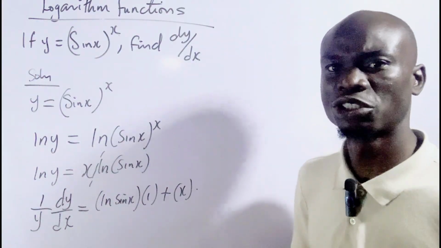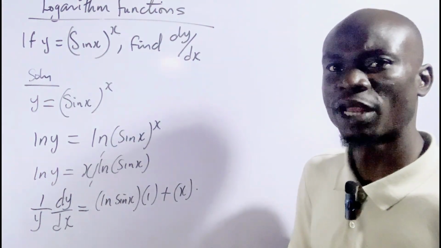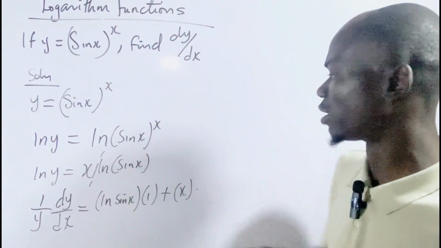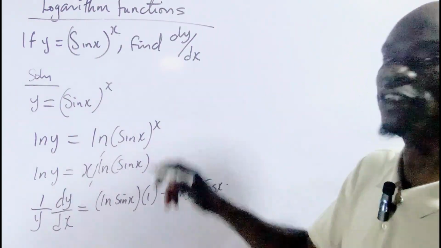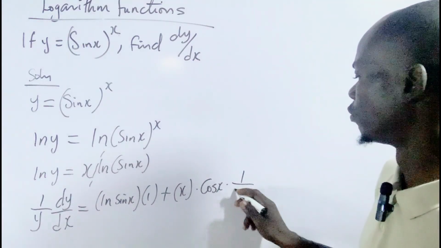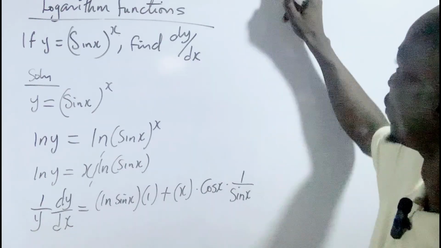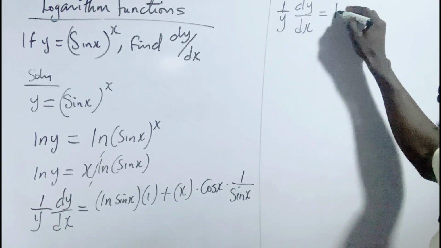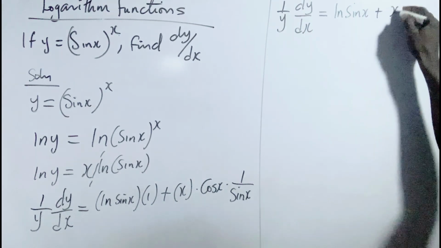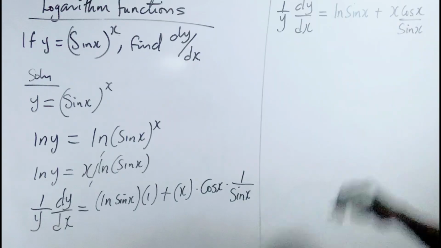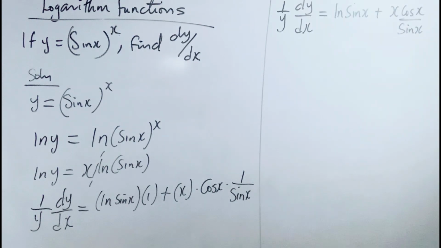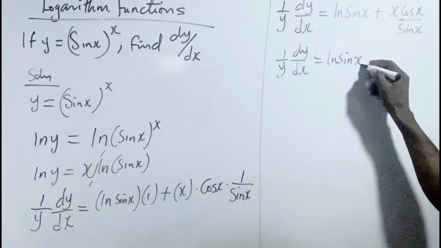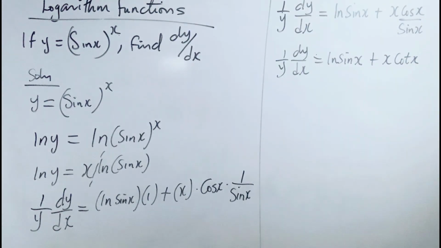Differentiating the second is chain rule, so you differentiate the chain first. You differentiate the chain ln sin x: if you differentiate sin x, it will give you cos x, and if you differentiate the whole, it will give you 1 over sin x. So now we simplify. 1 over y dy/dx equals ln sin x plus x cos x over sin x. We can still simplify it further. So this will give us 1 over y dy/dx equal to ln sin x plus x cot x, because cos over sin is cot.